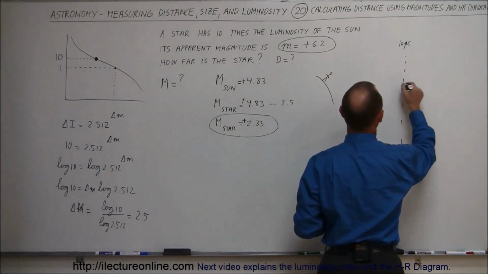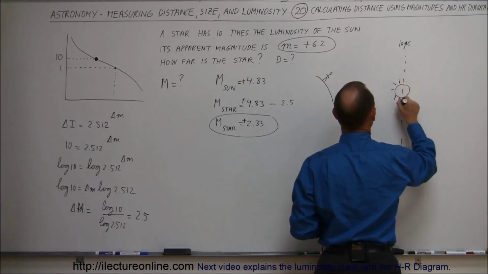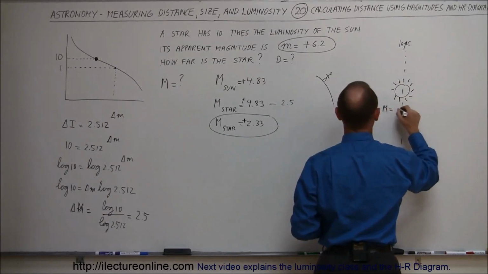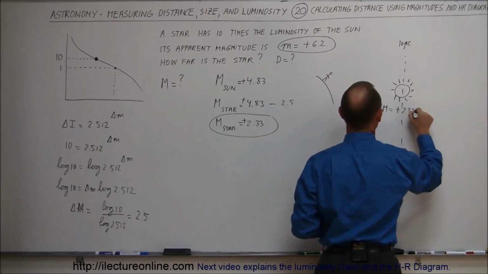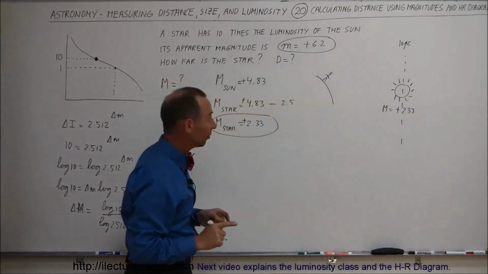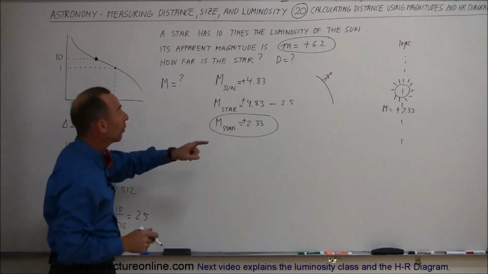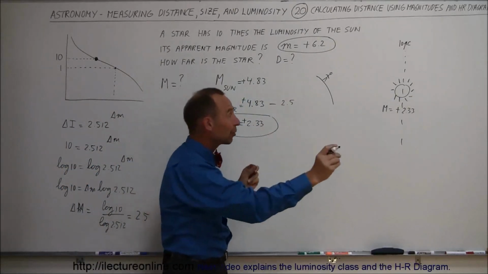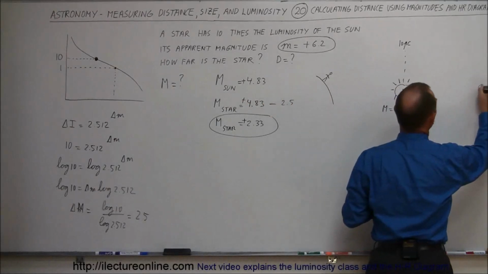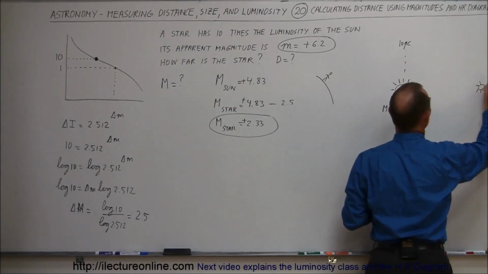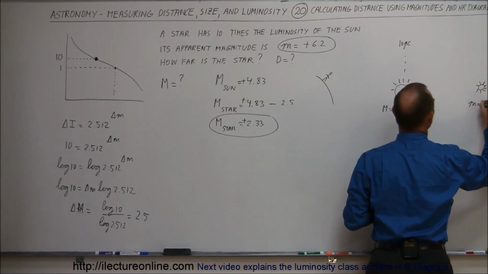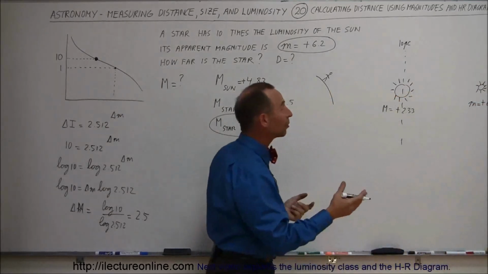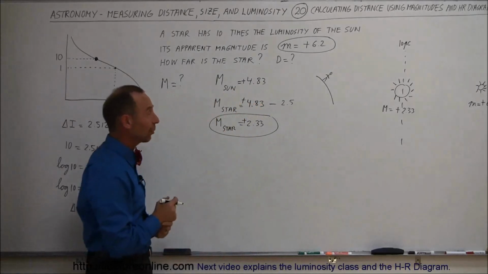So here we can say, here's the star. And at 10 parsecs, the magnitude is equal to a plus 2.33. Now, it appears to us, from wherever it is, to have a magnitude of 6.2, which is dimmer. That means it must be farther away. If it looks dimmer, it will be farther away. So the apparent magnitude is equal to a plus 6.2, farther away. Now the whole question is, how much farther than 10 parsecs? How far is it away?